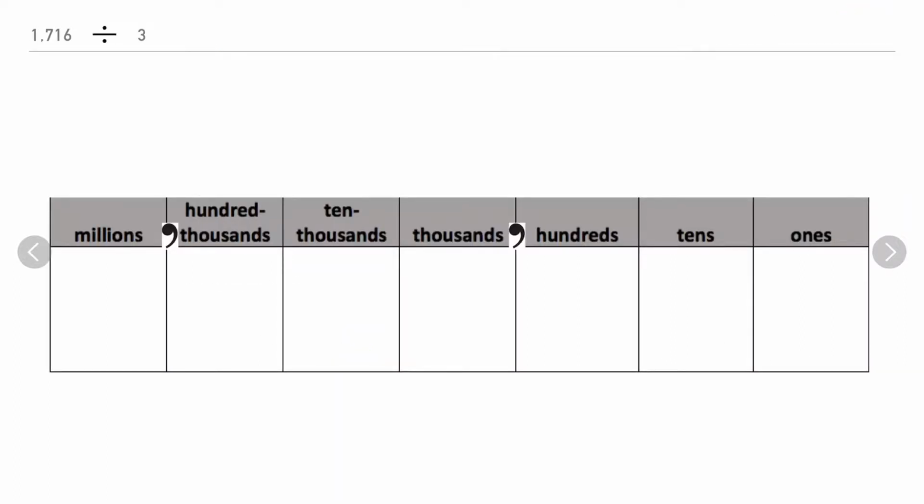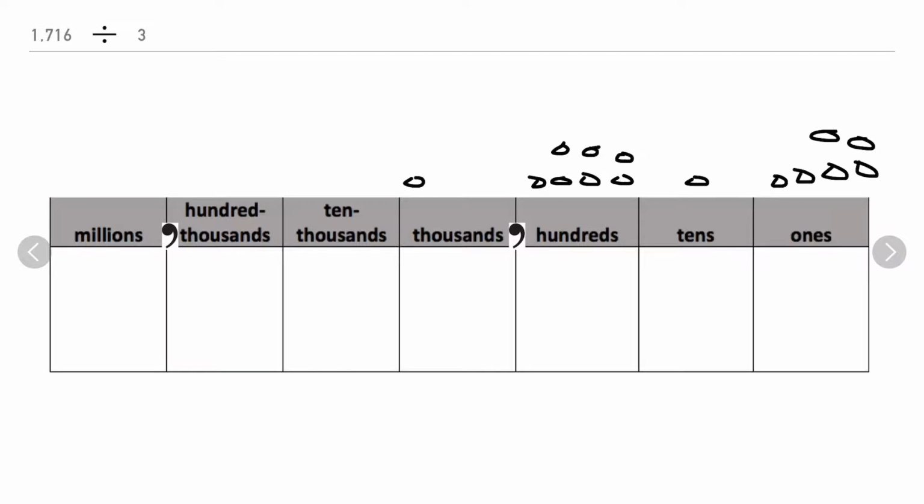Let's try another problem using the same strategy as before, our place value chart. Remember, 1,716 is my dividend. It's the number that I'm going to be dividing. And 3 is my divisor. It's the number of groups. Let's go ahead and model 1,716 on our chart. I have 1,000, 700s, 110s, and 6 ones.